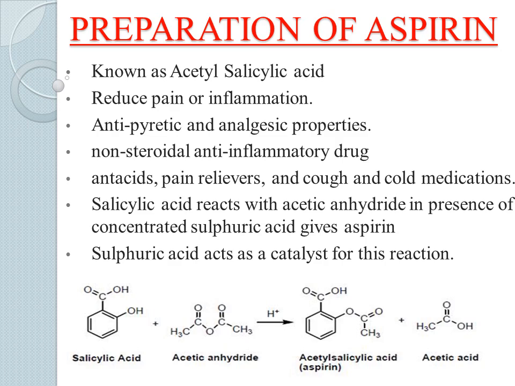The hydroxyl group of salicylic acid liberates a proton and generates a negative charge on the oxygen. CH3CO negative charge combines with the proton to give acetic acid. The CH3CO positive charge group, that is the acetyl group, combines with the negatively charged salicylic acid to give aspirin. Sulfuric acid acts as a catalyst for this reaction.